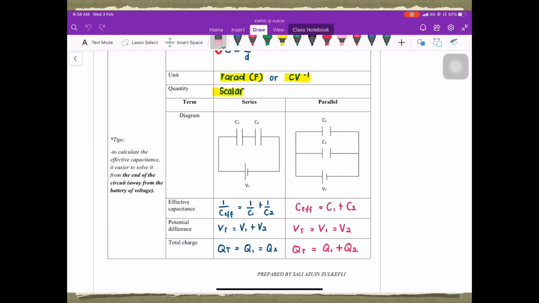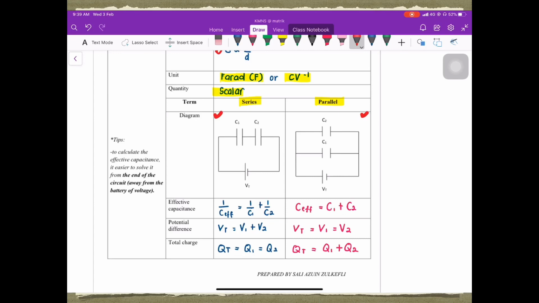So today we want to proceed to discuss the subtopic, the combination of a few capacitors in series and parallel. Alright, by looking at two different diagrams here, this is the capacitor in series. This arrangement is capacitors in parallel.